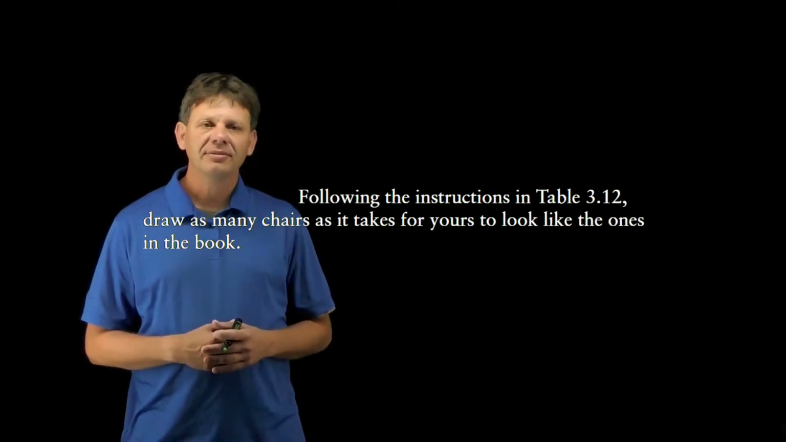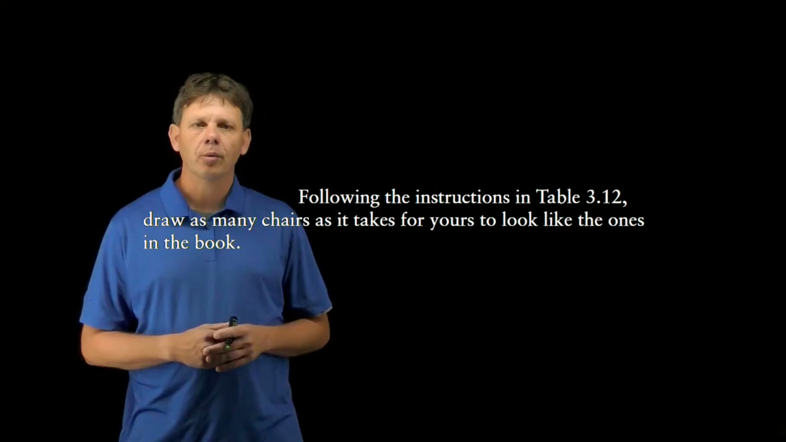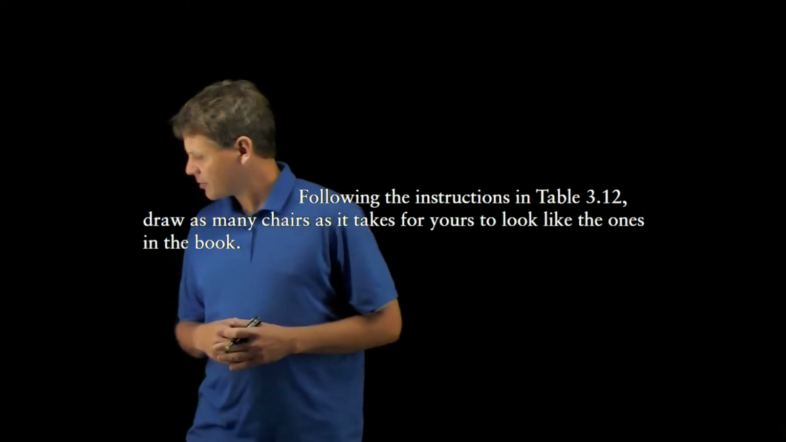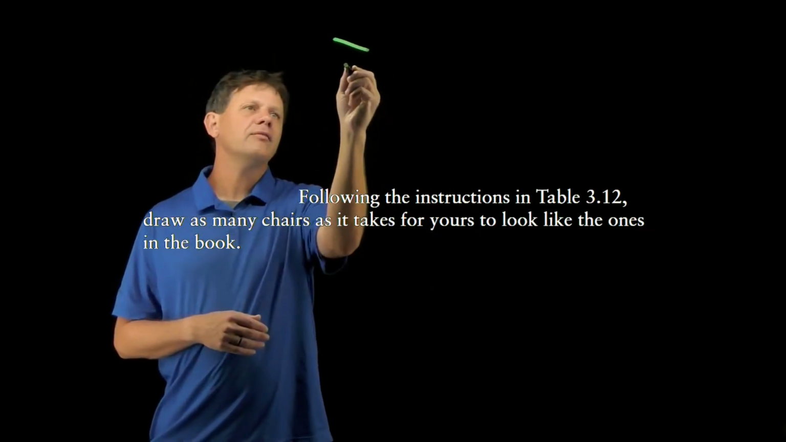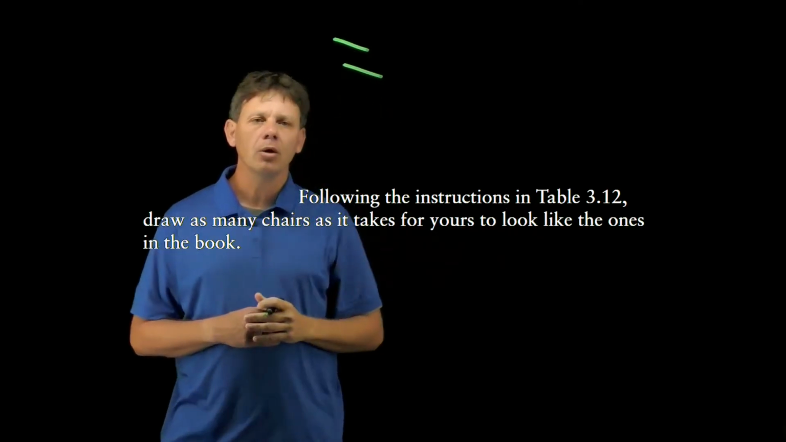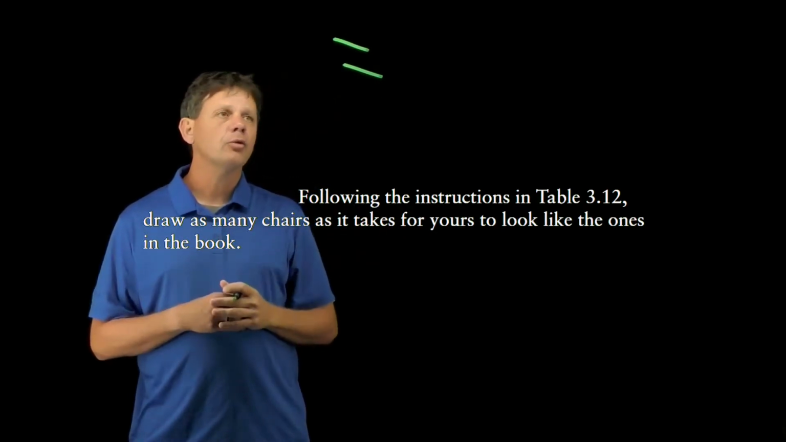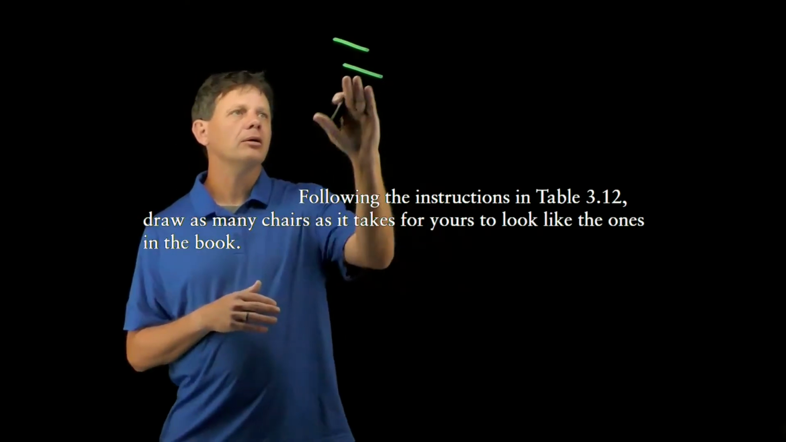This assessment asks us to practice drawing chairs following the instructions in Table 3.12. This is going to start by drawing two parallel lines oriented in the following way. Notice that the line on the bottom is going to start a little bit over to the right. By drawing those parallel lines, we've now set ourselves up for the next set of parallel lines.